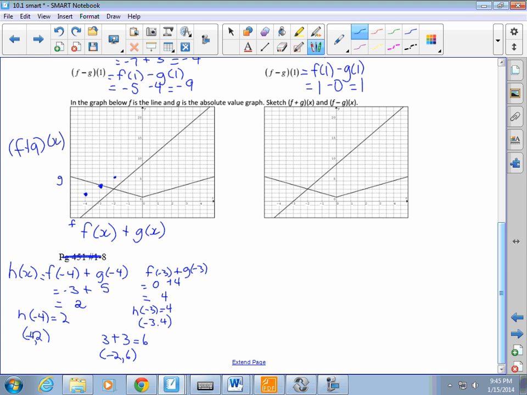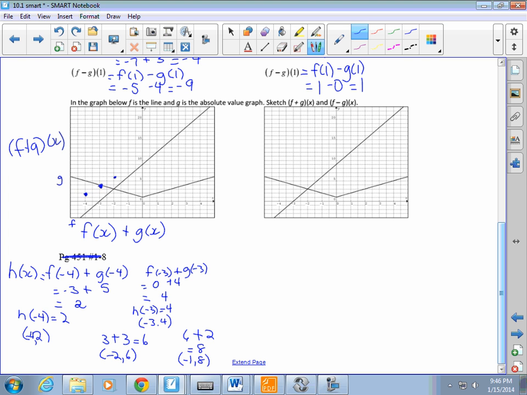So if you take a look here, you're going to notice a little bit of a pattern happening. Let's try one more just so that you can see where I'm at. Okay, so if I did negative 1. So at negative 1, my f of x graph is here, which is at 1, 2, 3, 4, 5, 6. So that's going to be 6 plus my g of x graph was down here at 2. So that's the coordinate negative 1 and 8.